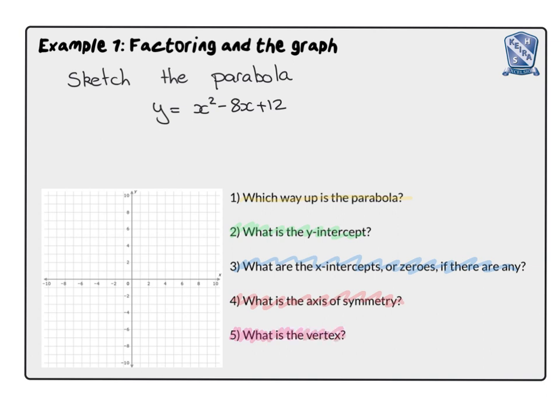Step 1 is finding which way up the parabola is. In this circumstance, you look at that leading term, x squared. It's positive, so that means the parabola is concave up.